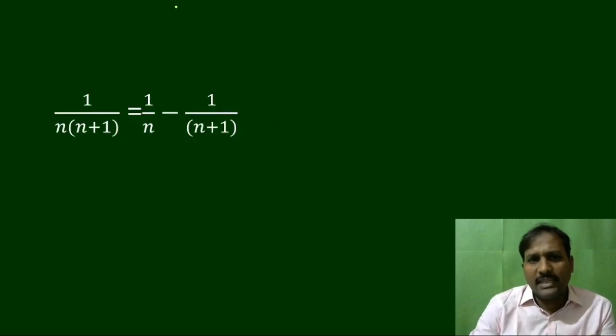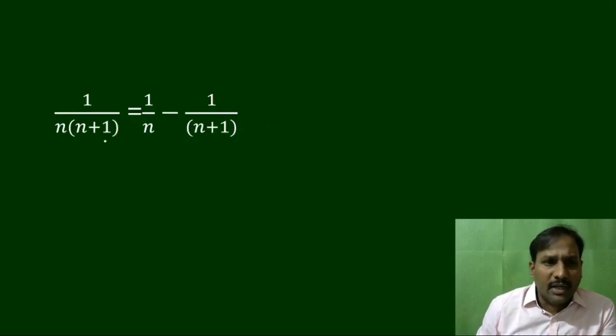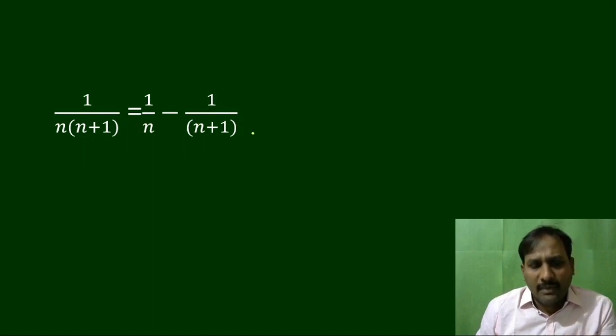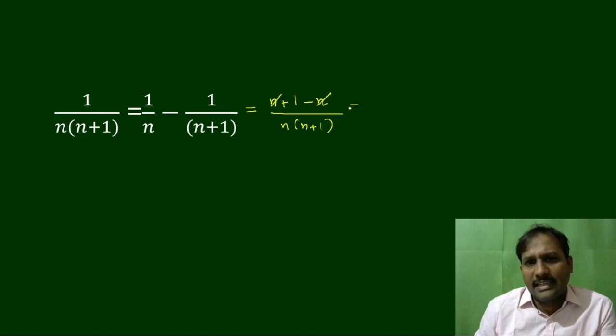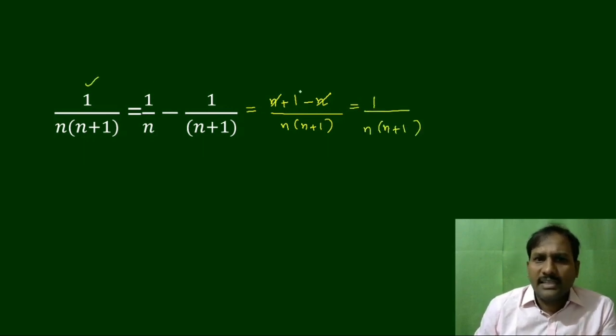And the second one is this: 1 by n into n plus 1 can be written as 1 by n minus 1 by n plus 1. Suppose you simplify this, what will you get? The LCM is n into n plus 1. That is n plus 1 into 1, n plus 1 minus n into 1 is n. So plus n minus n gets cancelled. That can be written as 1 by n into n plus 1. So this and this are one and the same.